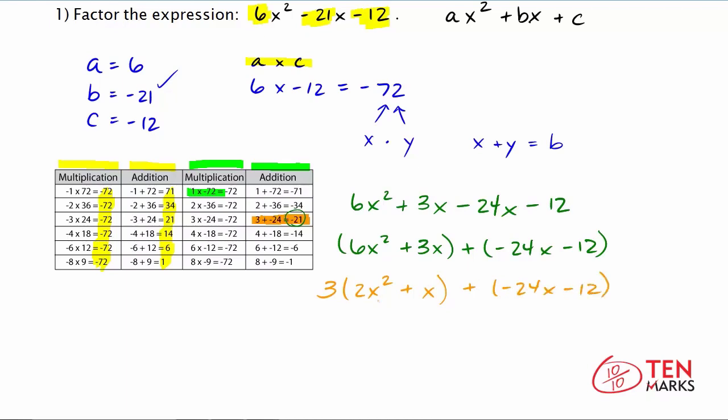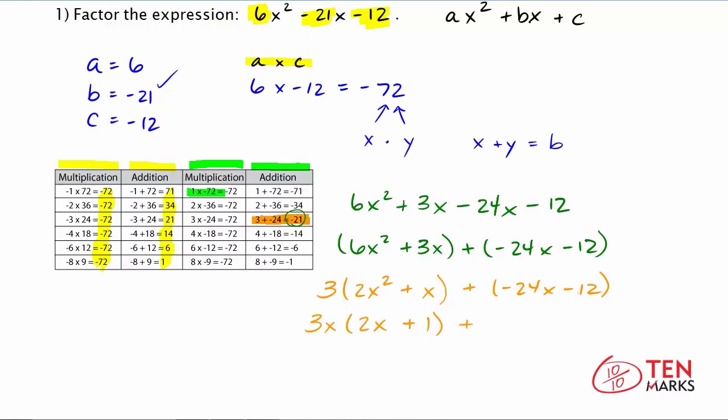Now, I notice that I still have x terms, so I have x squared and x. The greatest common factor between x squared and x is x, so we can pull out another x. Now we have 3x times 2x plus 1. That's what we're left with inside. Now we want to go ahead and factor the expression to the right.